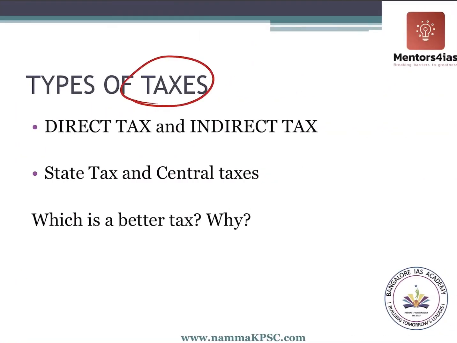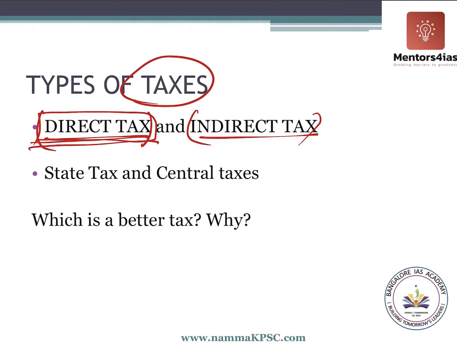One way of classifying taxes is direct taxes and indirect taxes. What is this direct tax? What is this indirect tax? Let's try to understand. Direct tax is where the tax is levied on an individual and is collected from the same individual. That means the tax burden cannot be shifted. When the tax burden can be shifted, when it is levied on a person but shifted to somebody else, it is known as indirect tax.